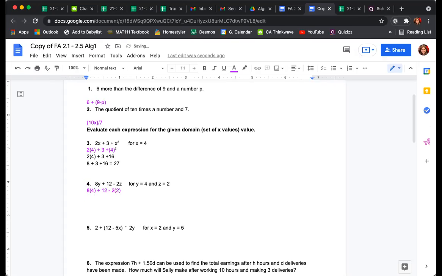Same thing, complete your order of operations. 8 times 4 is 32, plus 12 minus 4. And again, we have combining like terms. All three of those terms are constants, meaning they are just single digit numbers with no hidden variables, no unknown values. So all I need to do is combine those like terms, and my total is 40.